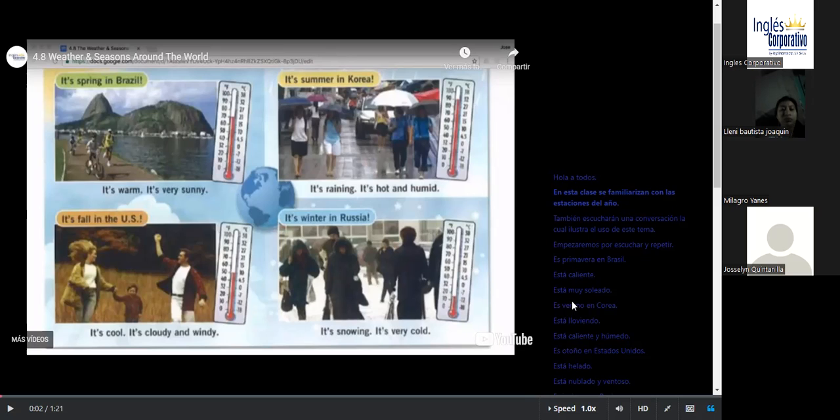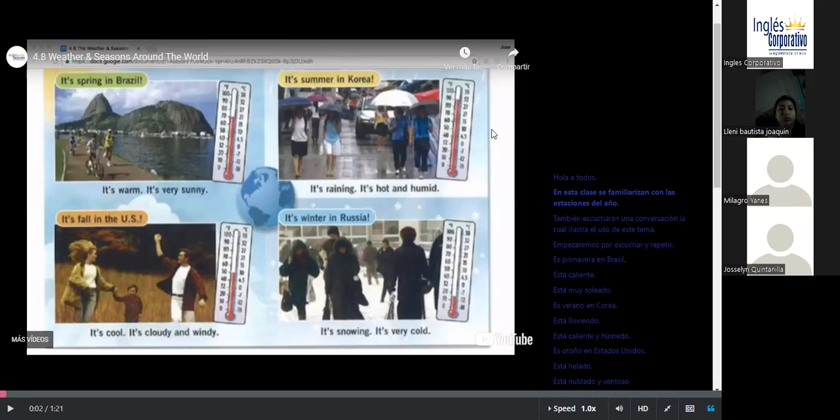What about the weather in Korea? It's raining. It is summer? Yes, it is summer. And what is the description of summer in Korea? It is raining. It's hot and humid. Hot and humid, correct. Good.